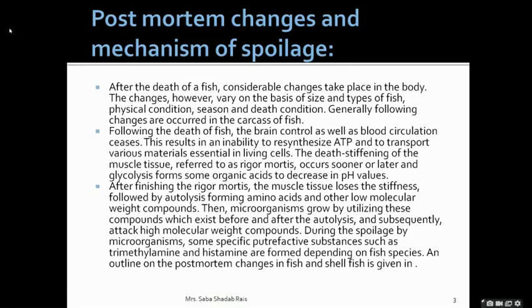What is going to happen after the death? The brain control, blood circulation, everything will stop. Because of the cessation of blood circulation, the fish will not be able to resynthesize ATP. Now we all know ATP is the energy currency. Because of the death of the fish, stiffening of the muscle tissue will occur, and this stiffening will remain for some time only. Thereafter, the pH value of the fish will change.